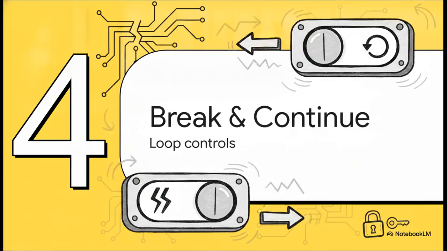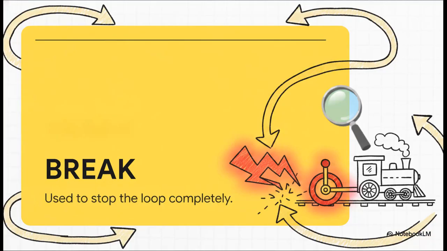Next up, Section 4, Controls: Break and Continue. Think of these controls as your emergency safety switches. First up is the break statement. Simply put, break is used to stop the loop completely.